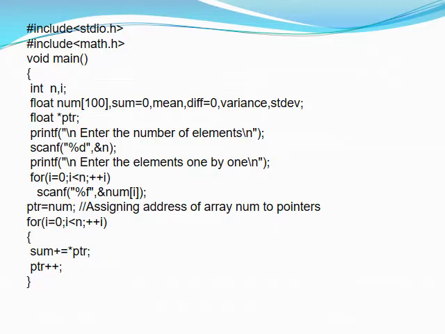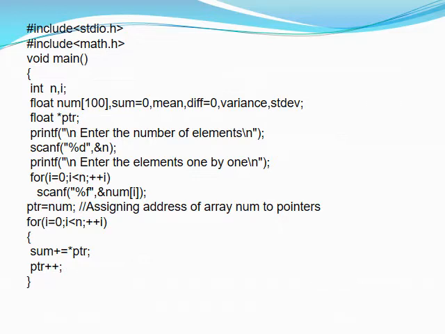In this slide we are going to implement a lab program to implement the pointer concept, to implement pointers and to find the mean, difference, variance and the standard deviation. Here we are using a pointer variable and we are trying to implement a pointer as an array. The concept is declaring a pointer variable and pointing to an array, and we are going to find the sum, mean, difference, variance and the standard deviation.